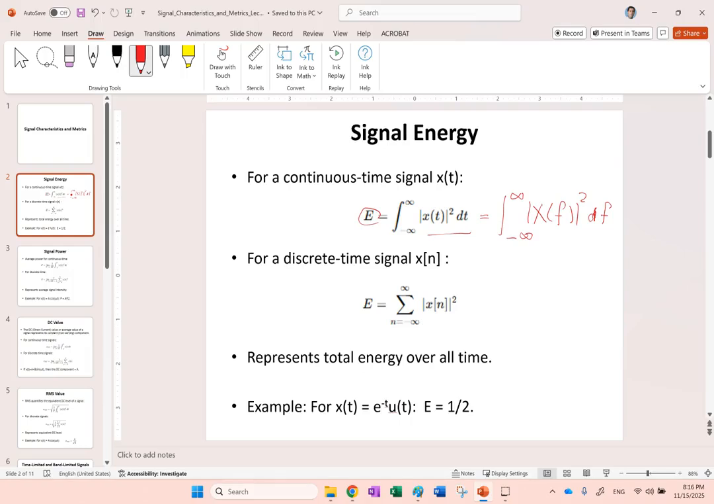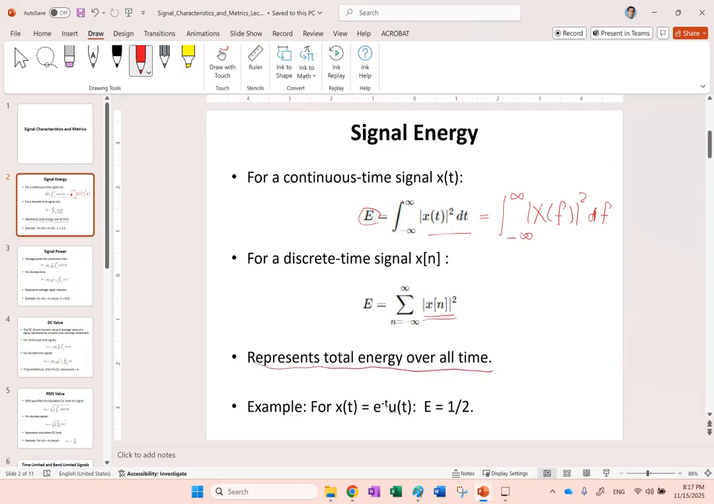Now, if the signal is discrete, so you only have the signal over specific n values, and n here is the number of the sample, right? So sample number 1, sample 2, 3, and so on and so forth. Then this integral becomes a sigma. The sum goes from negative infinity to positive infinity. Still, the signal value needs to be squared to avoid adding positives and negatives. And of course, it represents the total energy of the signal over all time.